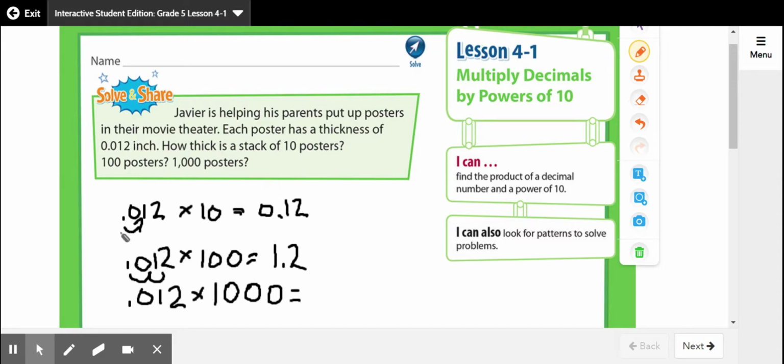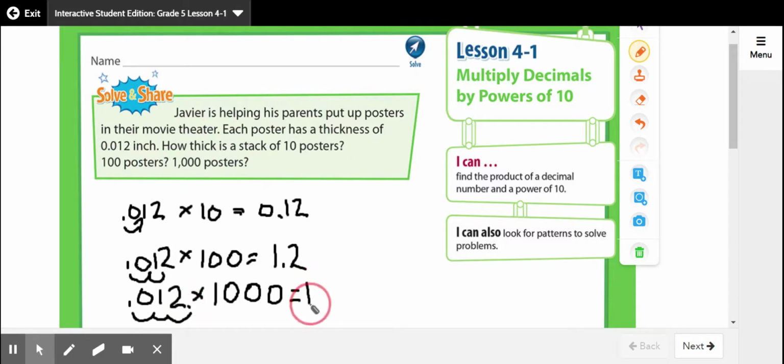when it was times 10, I moved the decimal to the right 1. When it was times 100, I moved the decimal to the right 2. I kind of look at the zeros. When it's 1,000, I move the decimal to the right 1, 2, 3. There's 3 zeros, and I moved it to the right 3 times. Then I'll put my decimal right there.